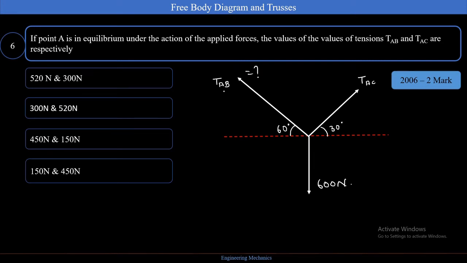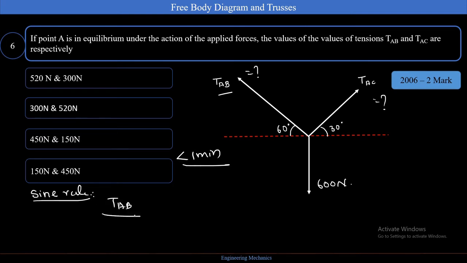What our question is, we need to find TAB and TAC. Let's see how to solve this question. If you know the sine rule, this problem will be solved in less than 1 minute. You can solve this question.